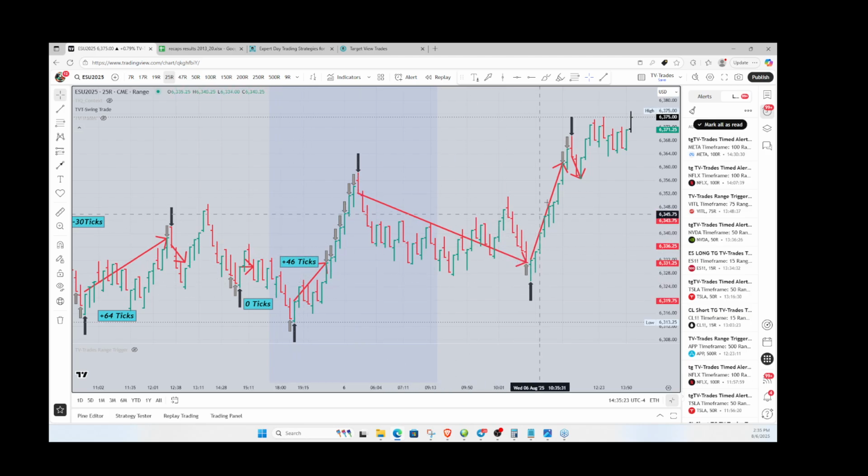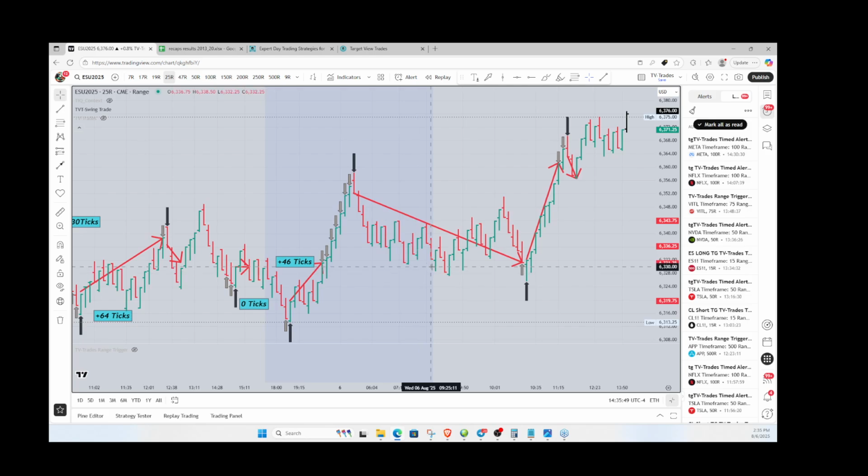Right here would be 46. From here, it's 29 points right there, whatever that is. 29 points would be 126 ticks, I think. Is that right? 116 ticks. This little bit right here, 6 3/4, that'd be about 27 ticks, I think.